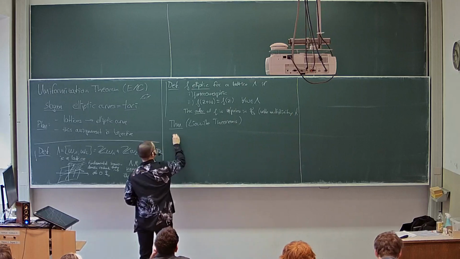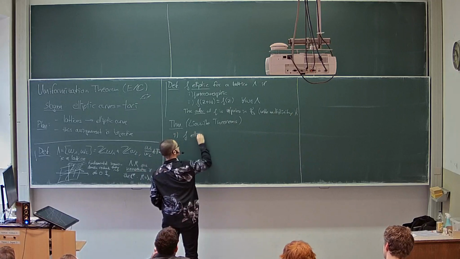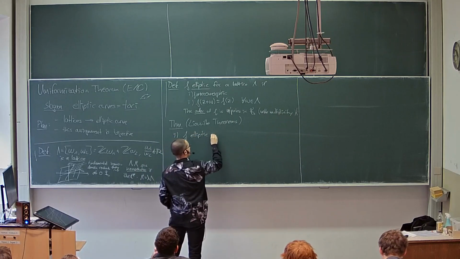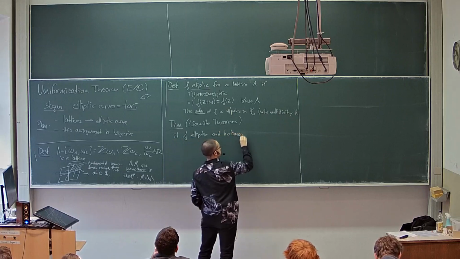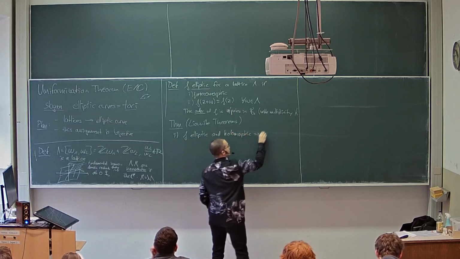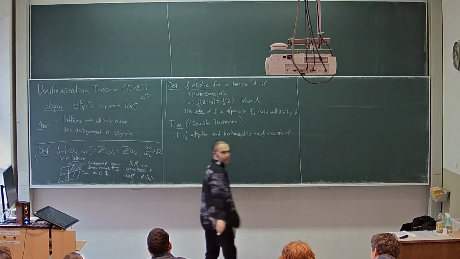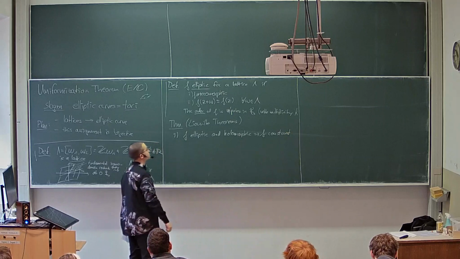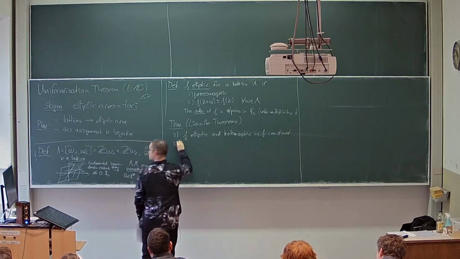So, the first Liouville theorem is that if F is elliptic and holomorphic, meaning no poles on all of C, then F is constant. So there are no interesting holomorphic elliptic functions.